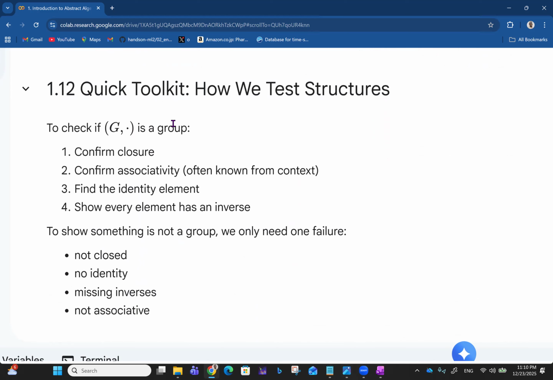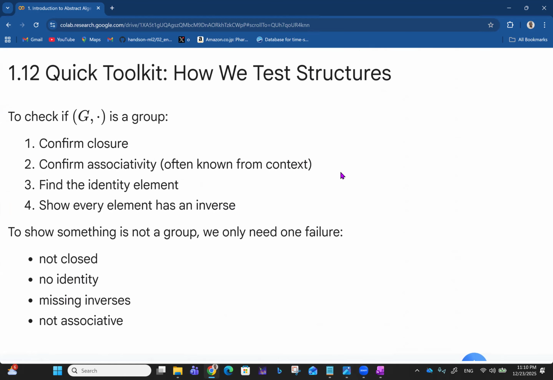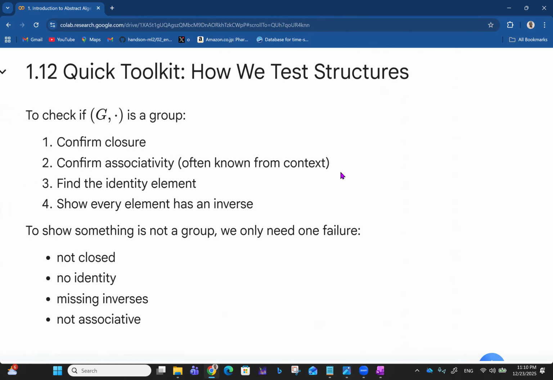So, a quick toolkit. How do we test structures? To check if G is a group, what do we do? Confirm closure, and confirm associativity, which is often known from context. For addition and multiplication, we can easily take it for granted that for the integers, or whatever you pick, under addition and multiplication, there's usually associativity.